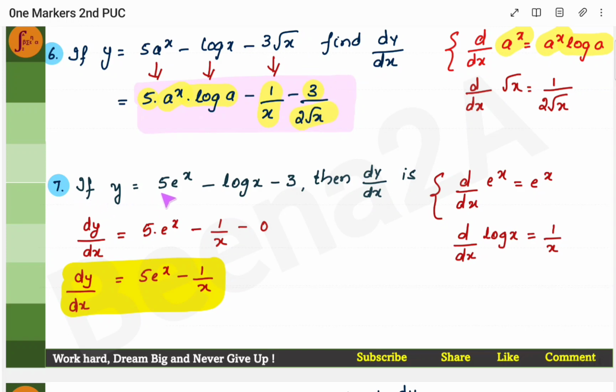Now this one, if y is equal to this entire expression, then what is dy by dx? The only difference here, there is a small difference if you notice. Here we have a to the power x and here you have e to the power x, right? The derivative of a to the power x is a to the power x into log a. But the derivative of e to the power x is e to the power x itself, right? The derivative of e to the power x is e to the power x itself. So 5 into e to the power x, the derivative of log x is 1 by x, and the derivative of a number is 0. So this is the answer.